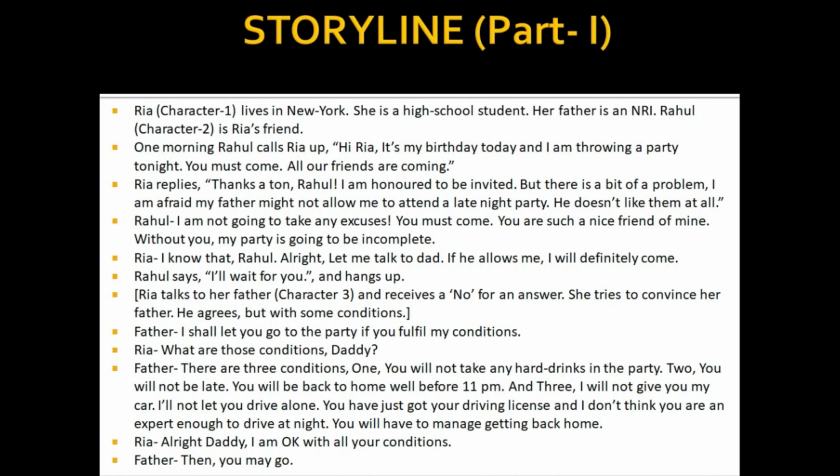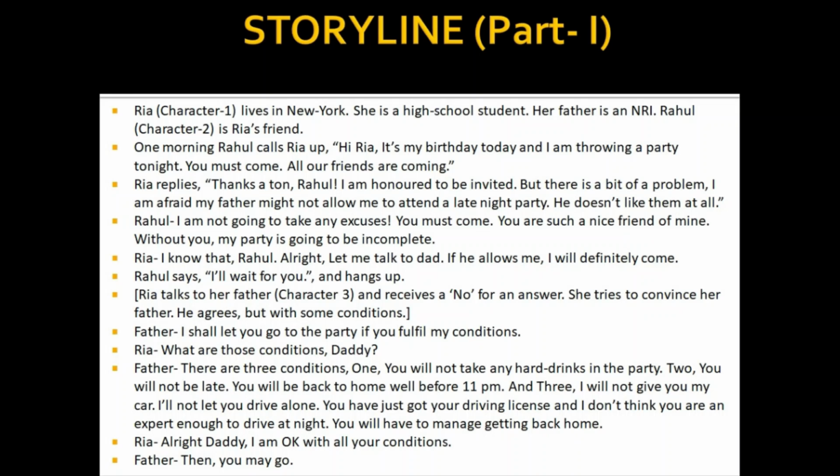So she tries to convince her father. He agrees, but with some conditions. So Ria also wanted to go to the party, and she really tries to convince her father, and sooner or later the father agreed, but there were conditions. I want everyone to please understand this and try to be with the story, because otherwise you'll just lose the things that we wanted to cover.